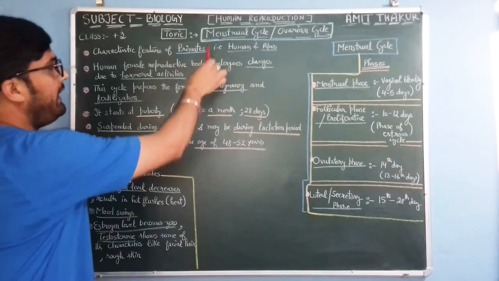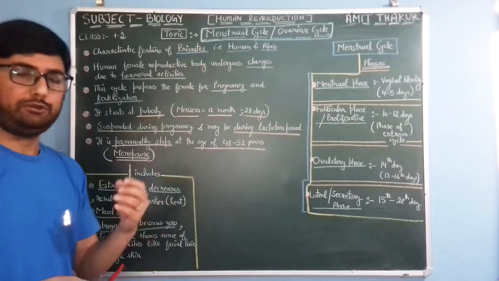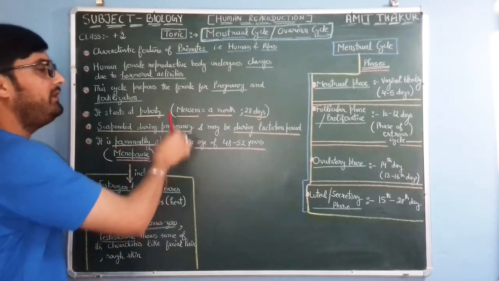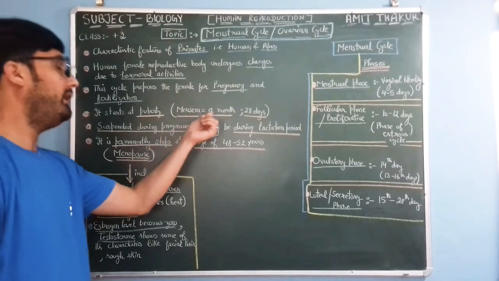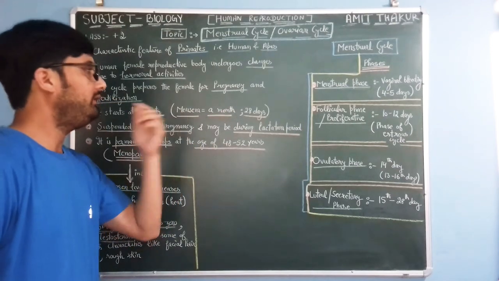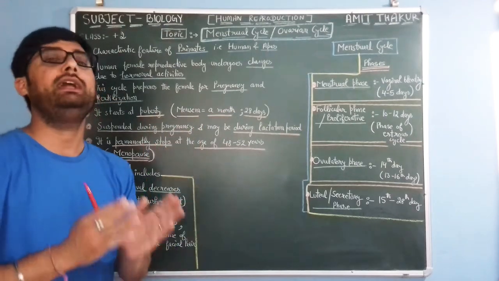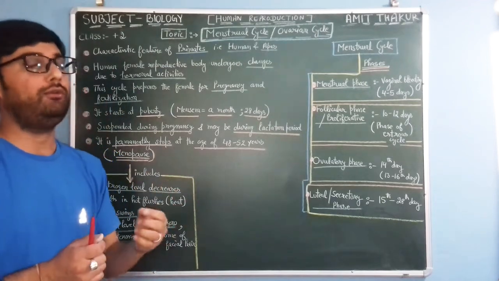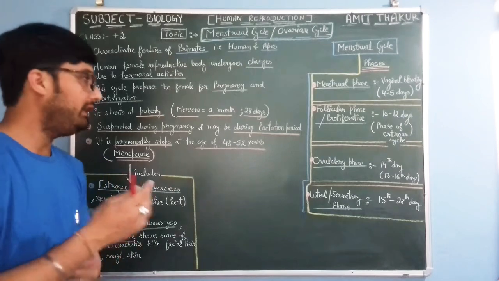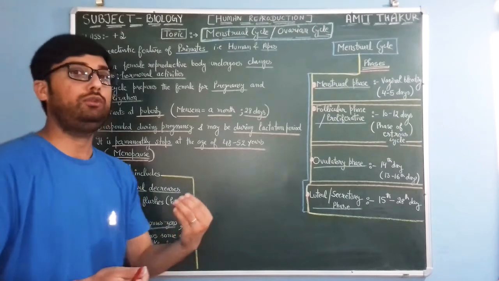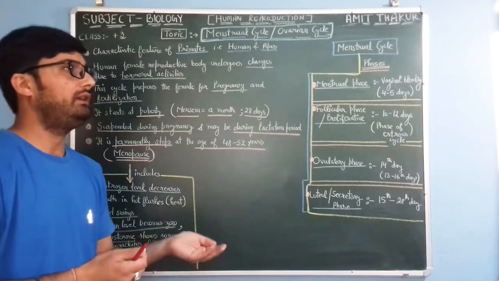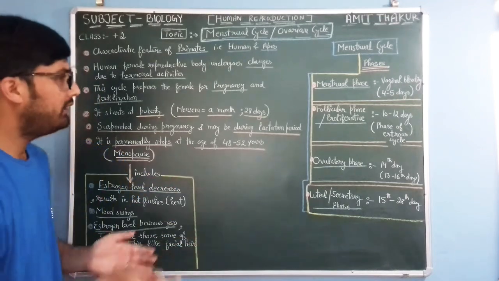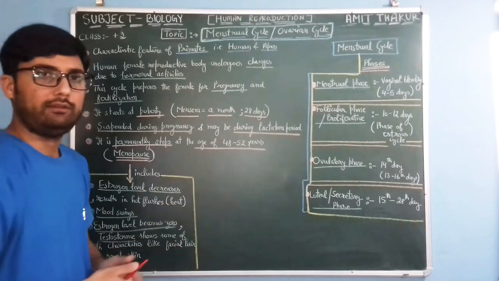The name menstrual actually comes from mensum. Mensum means a month, not exactly a month, but to be exact 28 days. So the menstrual cycle is generally of 28 days, but it could vary by 2 or 3 days, meaning it could be 26 to 30 days, but generally 28 days.